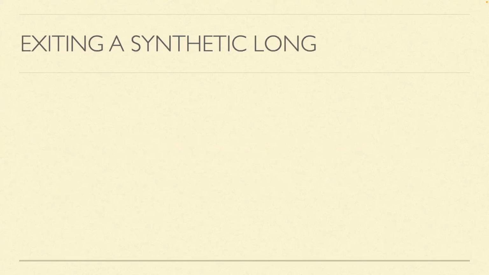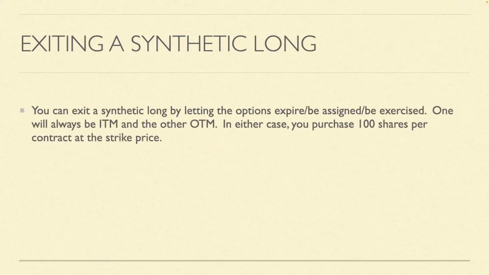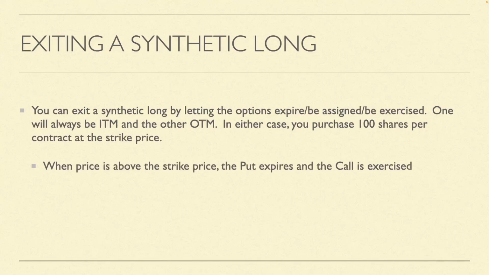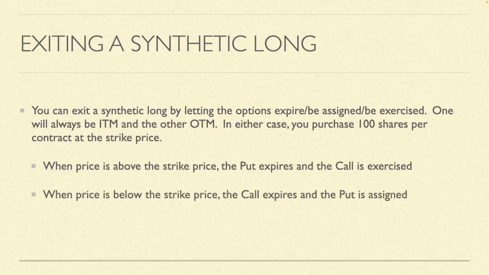How do you exit a synthetic long? You can exit a synthetic long by letting the options expire, be assigned, or be exercised. One will always be in the money and the other out of the money. In either case, you purchase 100 shares per contract at the strike price. When the price is above the strike price, the put expires and the call is exercised. When the price is below the strike price, the call expires and the put is assigned. You pay 100 times the strike price to get the shares.